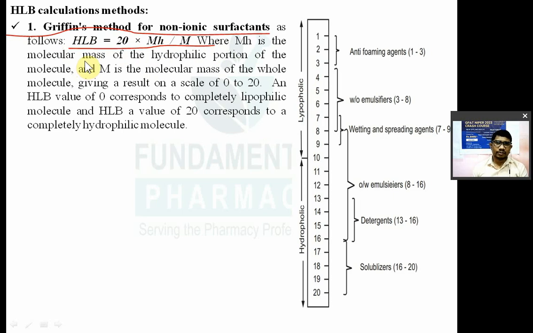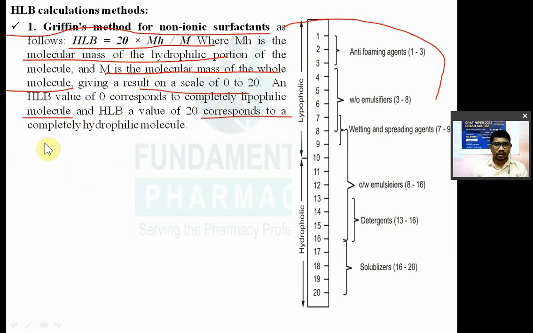mH क्या है? महाराष्ट्र नहीं है. Where mH is nothing but the molecular mass of hydrophilic portion, and m is nothing but the molecular mass of whole molecule. So it will give result on a scale 0 to 20. So this scale is also based upon this formula. And HLB value of 0 corresponds to completely lipophilic molecule. ऐसा question पूछा है, HLB value 0 means what? It is a lipophilic molecule. HLB value 20 corresponds to complete hydrophilic molecule, right?